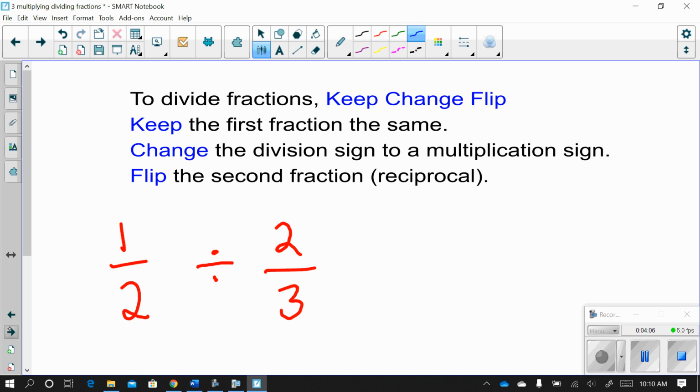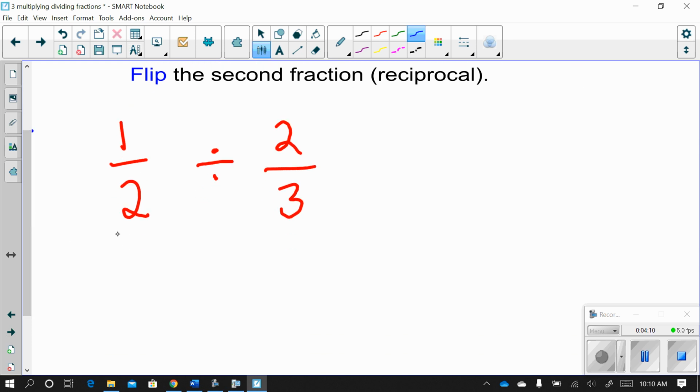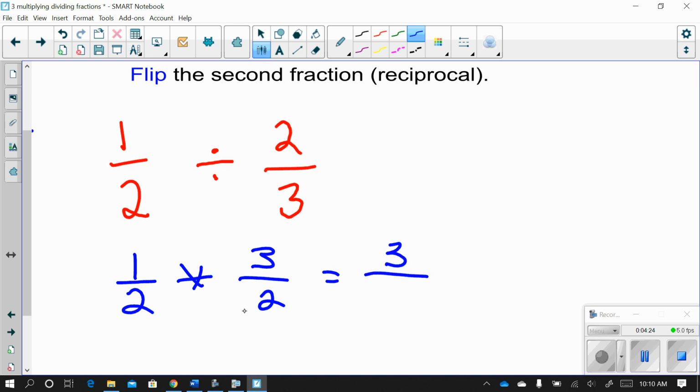Okay. So let's do it. Keep, change, flip. Keep this guy, so I'm going to write him down. Change division to multiplication, and flip this guy, so it becomes 3 over 2. And then you just follow your multiplication rules. 1 times 3 is 3. 2 times 2, 4. So my answer is 3/4.